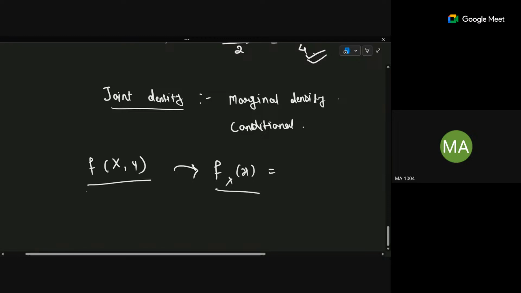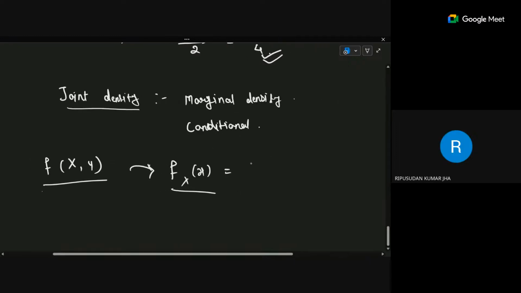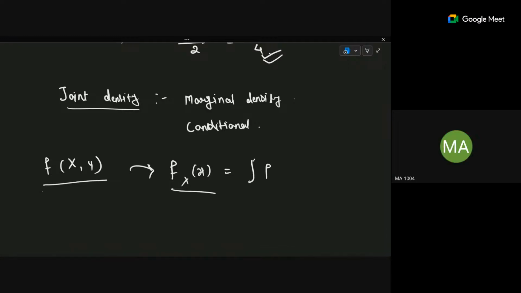Okay, so here there are two random variables x and y, and we are given the joint density. Then what is the marginal density of x? We integrate fxy of x,y dy over the range of y. But why is it so? Because we are interested in finding out the marginal density of x, that means how the distribution of x is varying.